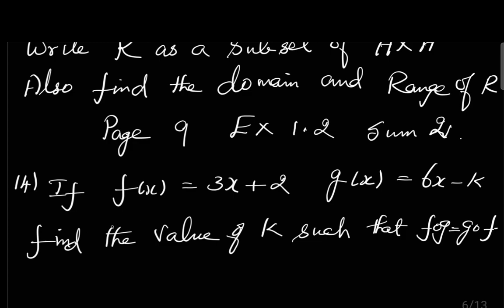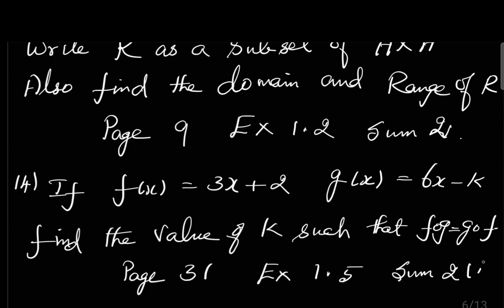See the next sum. If f of x is 3x plus 2, g of x is 6x minus k, find the value of k such that f dot g is equal to g dot f, they have given. This is also an exercise sum. It is in page 31, exercise 1.5. Sum number 2, it is in the first division. So you can go through the sum in the video.